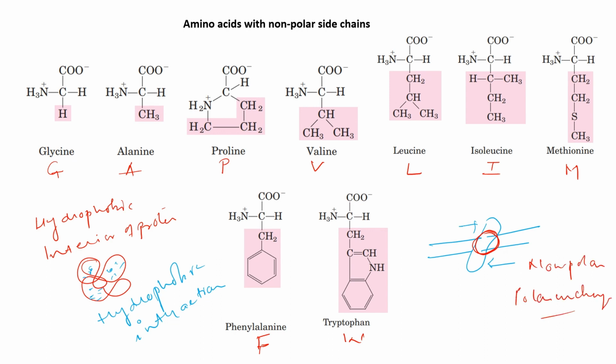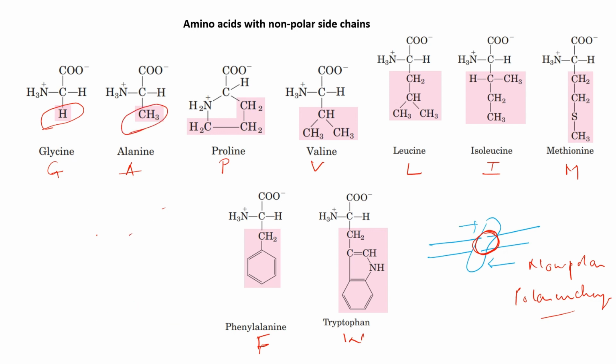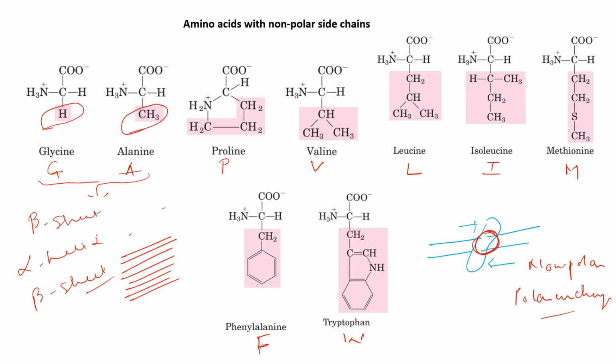What all can we see with these structures? If you see the structure of glycine, it is H, simple. If you see the structure of alanine, CH3, it's simple. So glycine and alanine are mainly found in the beta sheets. In the upcoming videos, we'll study the secondary structure of the protein. The secondary structure of the protein consists of alpha helix and beta sheets. In beta sheets, generally 6 to 22 strands are present like this, and they're bonded with each other.